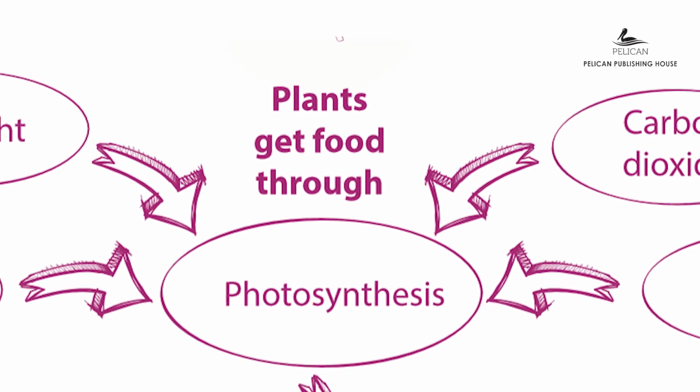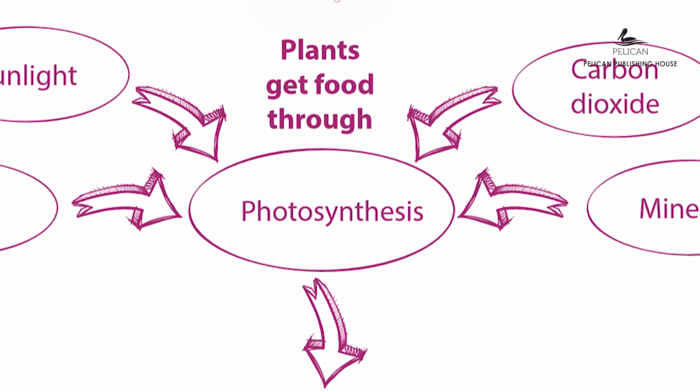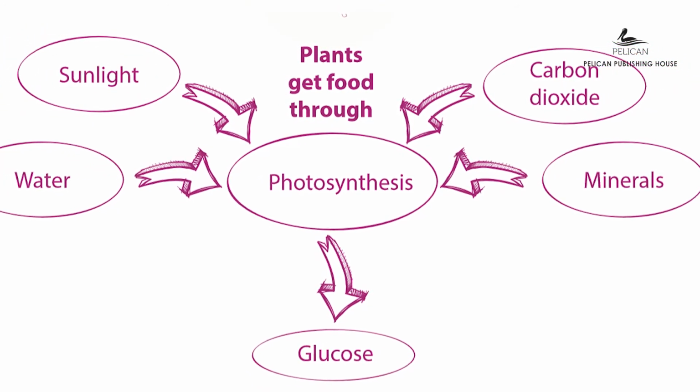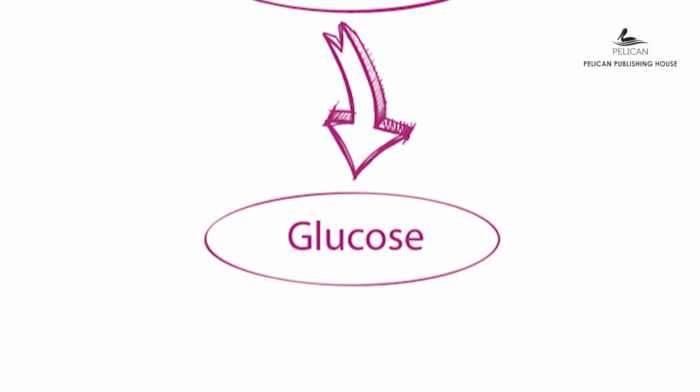Here's a mind map for you. Plants get food through photosynthesis. Photosynthesis is carried out when carbon dioxide, minerals, sunlight, and water come together. This process gives out glucose.